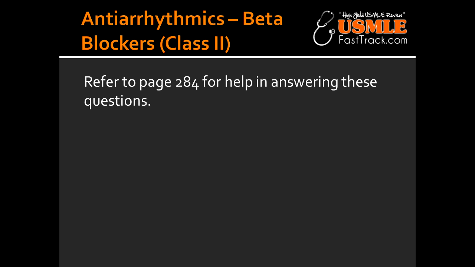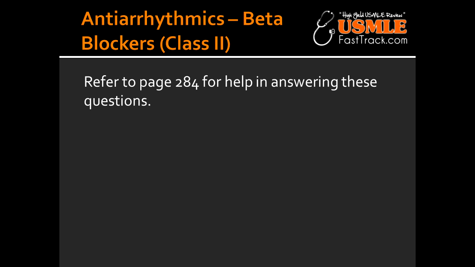What are some of the clinical uses of the class 2 antiarrhythmics, the beta blockers? The clinical uses of this are in ventricular tachycardia, supraventricular tachycardia, and it's also useful in slowing the ventricular rate during atrial fibrillation and in atrial flutter.